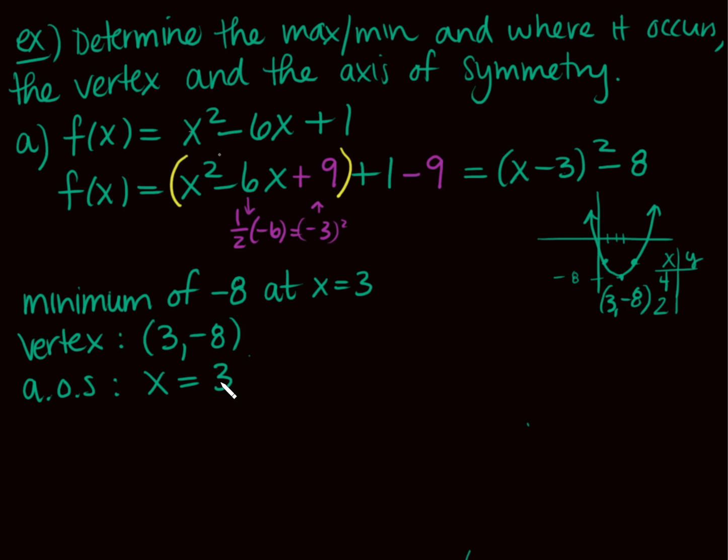All right, so those are the things I needed to know. I needed to know my vertex, my axis of symmetry, and my minimum of -8. Okay, so I hope that makes sense. This part right here, that's going to be the hardest part.